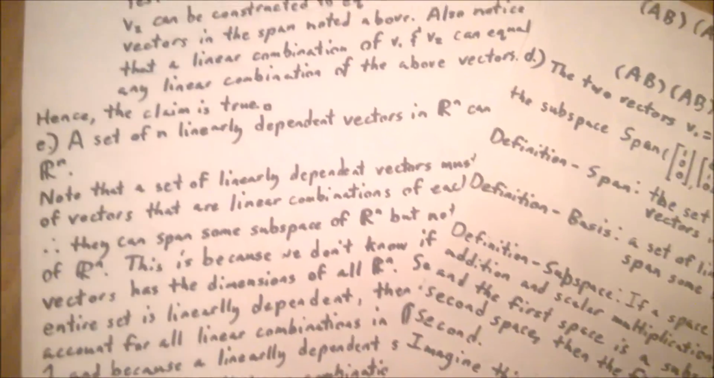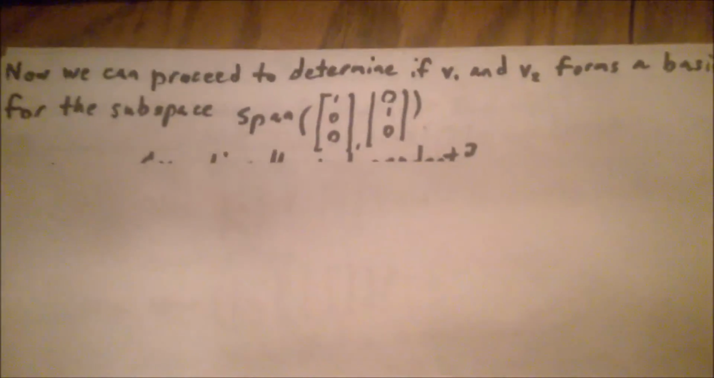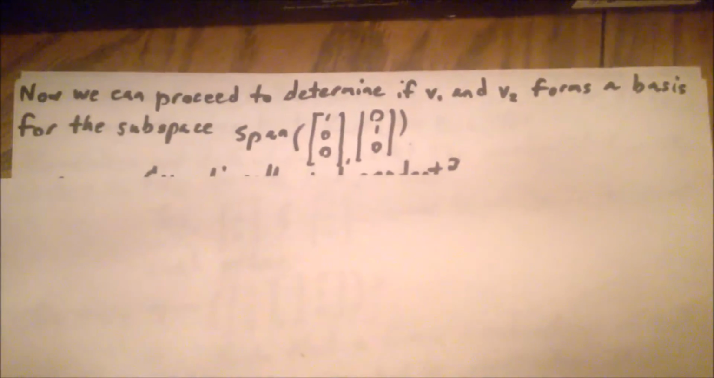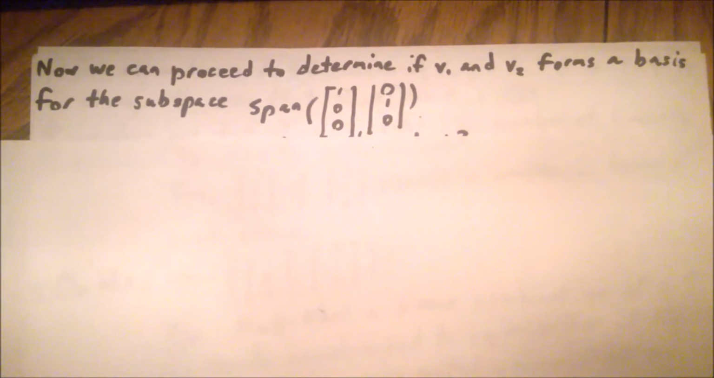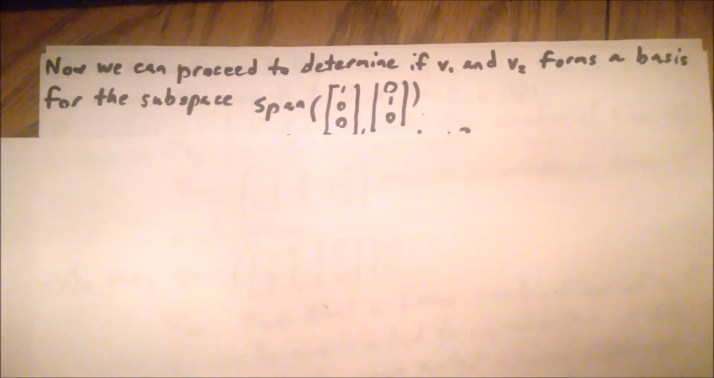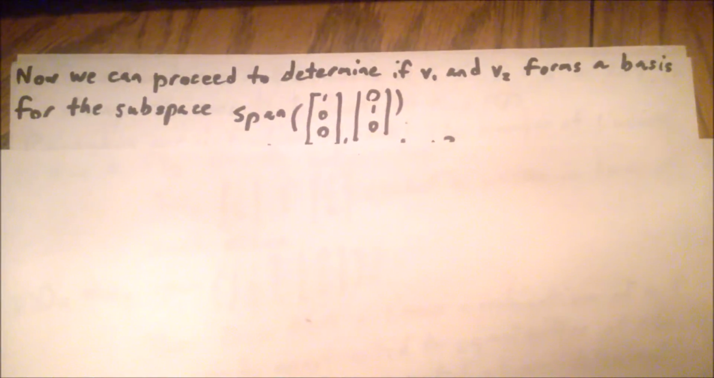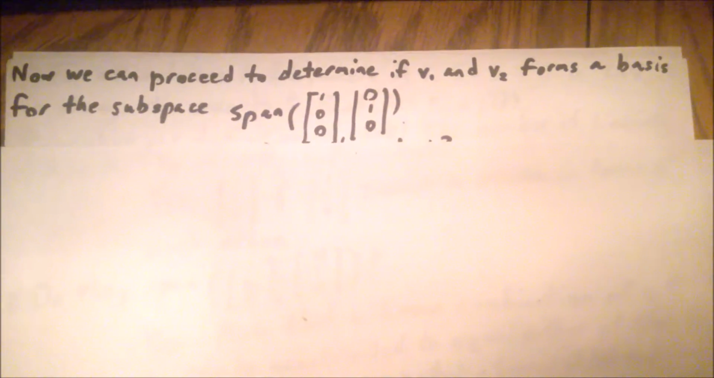Please see other videos regarding subspace for further discussion on the various properties that you can get out of them. Okay. Now we can use these definitions to determine whether or not V1 and V2 form a basis for the span of (1, 0, 0) and (0, 1, 0).